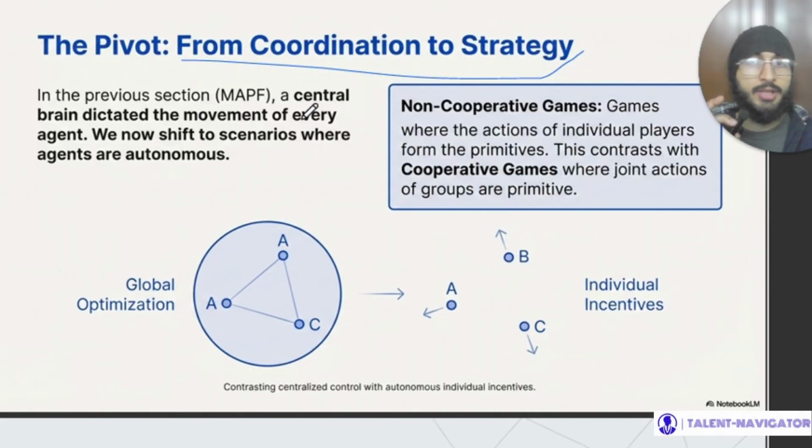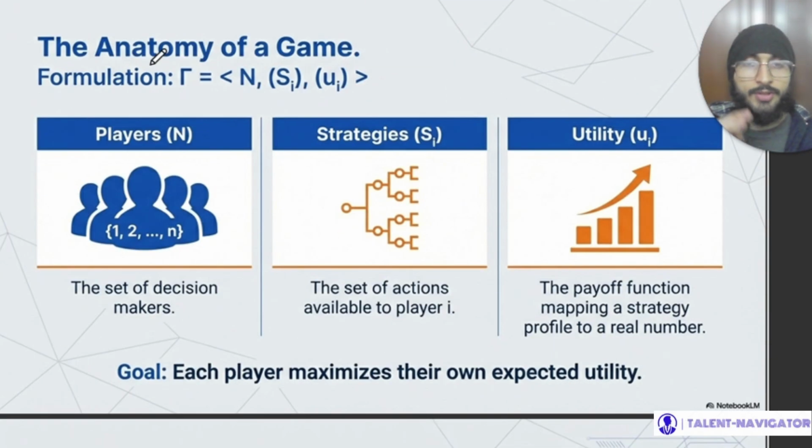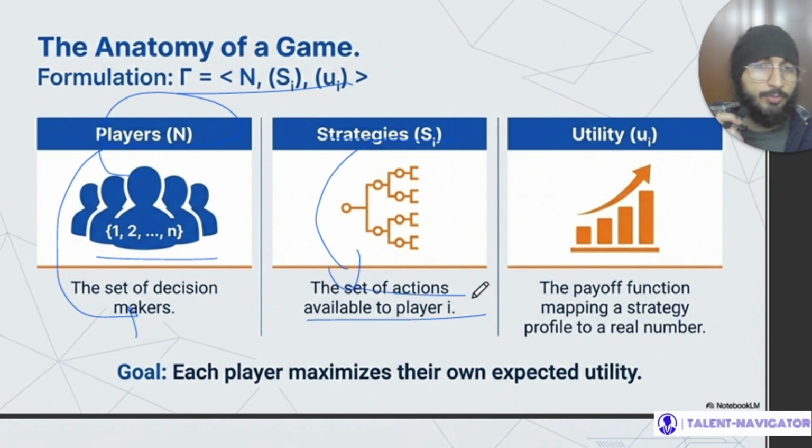The pivot from coordination to strategy. In the previous section on MAPF, a central brain dictated the movement of every agent. We now shift to scenarios where agents are autonomous. Now we are talking about non-cooperative games, where the actions of individual players form the primitives. This contrasts with cooperative games, where joint actions of groups are primitive. The anatomy of a game formulation: we have players, denoted by N, strategies S_i, and utility U_i. Players are the set of decision makers, strategies are the set of actions available to player i, and utility U_i is the payoff function mapping a strategy profile to a real number. The goal is for each player to maximize their own expected utility.